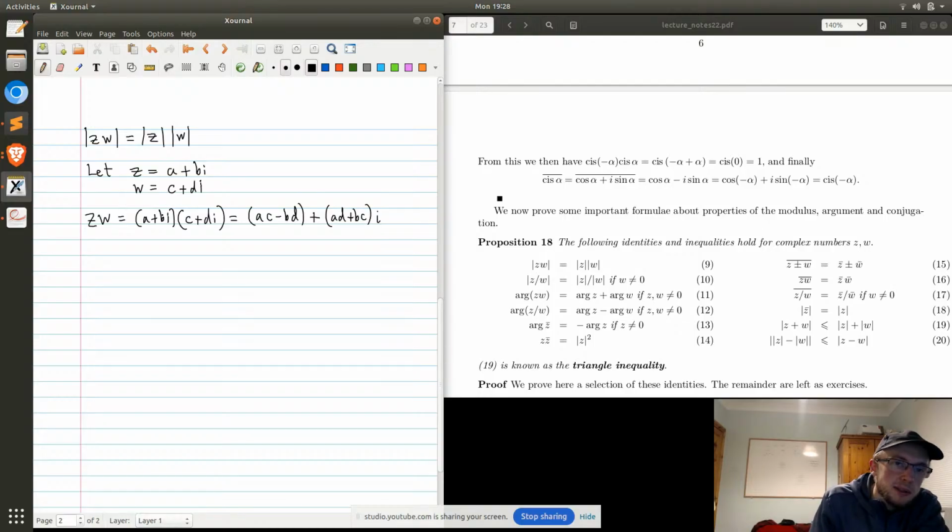Wait, hold on just a second now. Yeah, that seems okay. And so the modulus of that product will be the square of the real part plus the square of the imaginary part, and all of that square rooted. Okay, so it should be this. Now, okay, so now we have that.